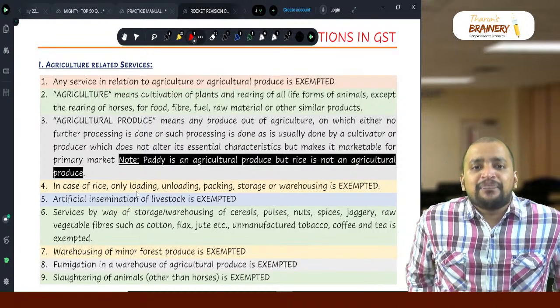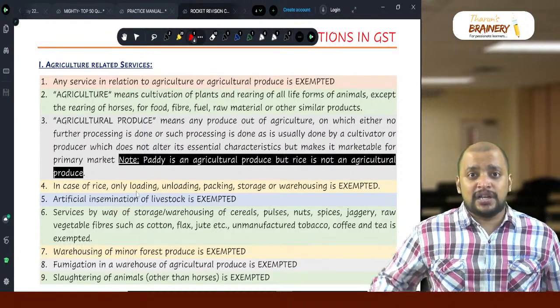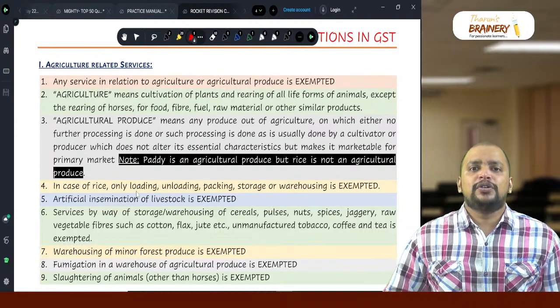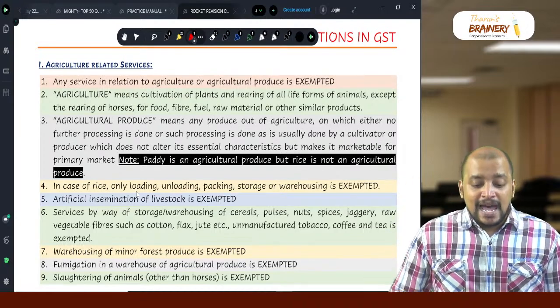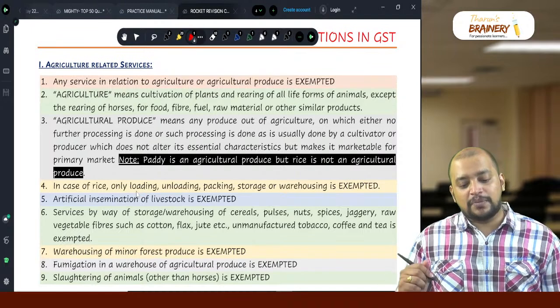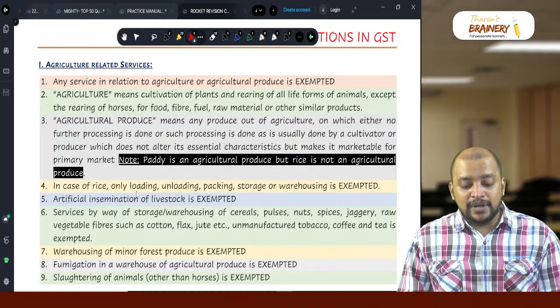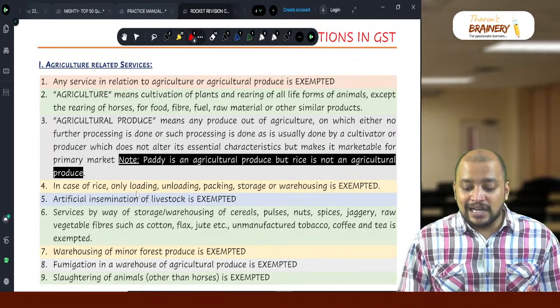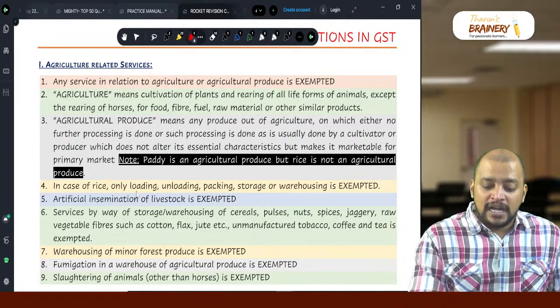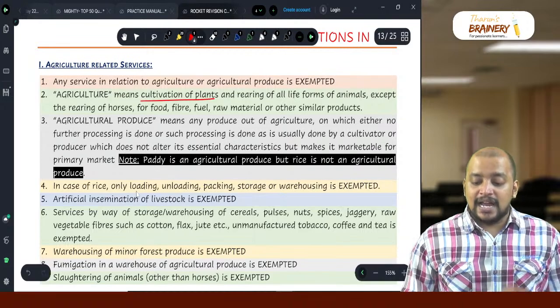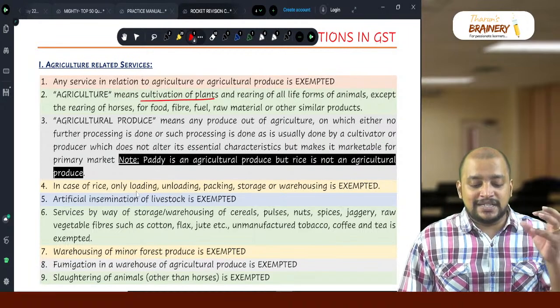Okay. So now what is the meaning of agriculture? Agriculture means cultivation of crops and rearing of all life forms of animals other than horses. For what purpose? Food, fiber, fuel, raw material or other similar products. So agriculture means what? Cultivation of plants and rearing of all life forms of animals except horses.